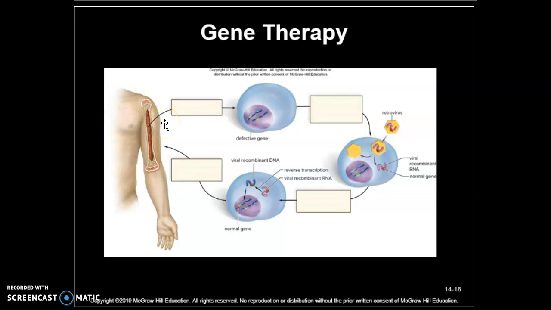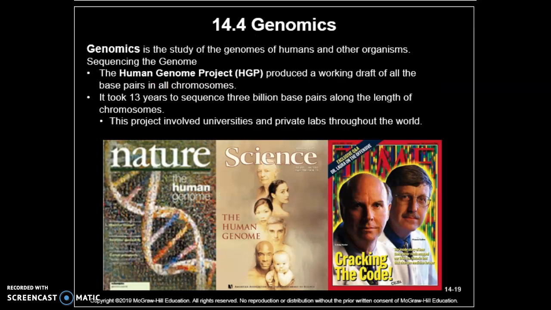And this is showing an example right here where this is ex vivo. You take bone marrow and there's a defective gene that's cut out, and then you can put in a retrovirus which has the correct form of the gene in it, and it inserts into the genome so that you have now a normal gene, and you put it back into the bone marrow where your body's going to copy and make many copies of that correct gene.